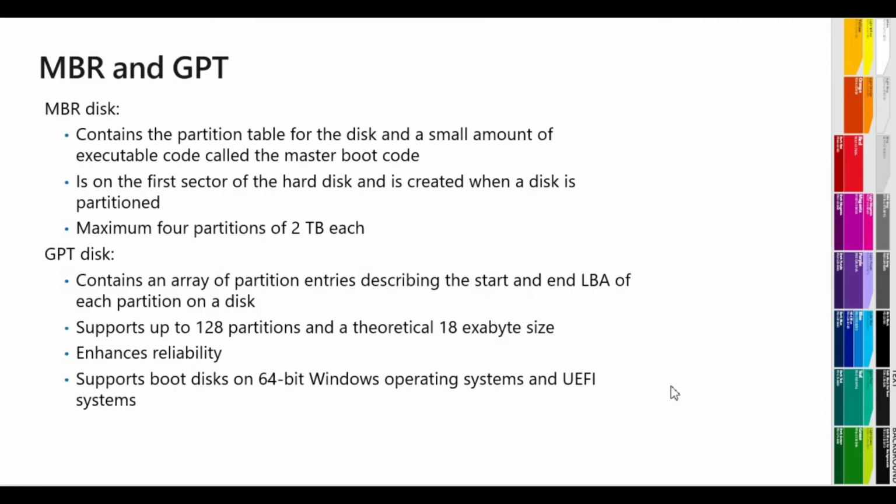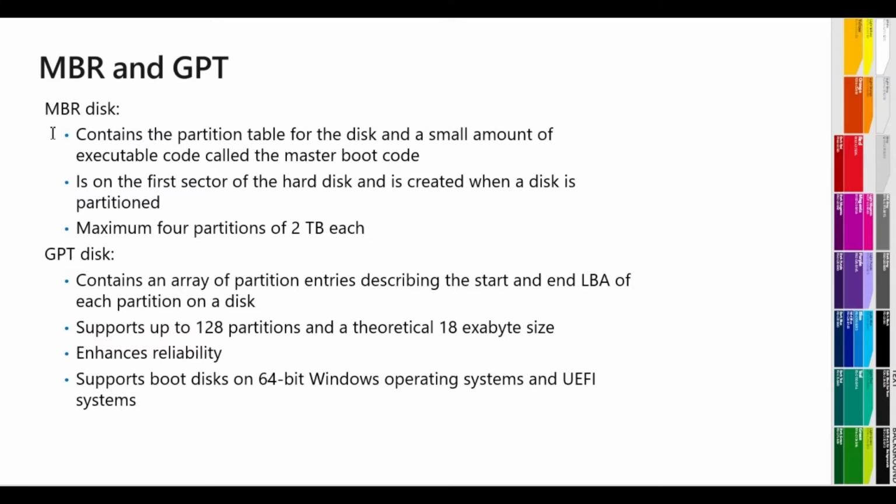Now, when you have a disk, we have two types of disk format, MBR and GPT. By default, when you format a disk, it comes as MBR. MBR stands for Master Boot Record. An MBR disk contains the partition table for the disk and a small amount of executable code called the master boot record. Master boot code is on the first sector of the hard disk and is created when a disk is partitioned, maximum 4 partitions of 2 terabytes each.